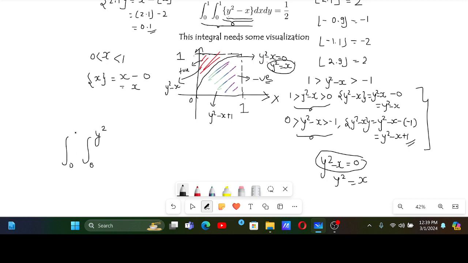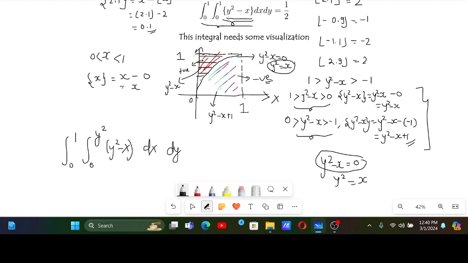0 to 1, and so dx dy. Okay, x is going from 0 to y square and y is going from 0 to 1. So for every y over here, x goes from 0 to y square. Over here, 0 to y square. So all of these components are included. So this was the area, and the height in this will be y square minus x.